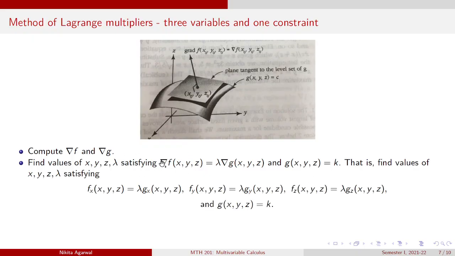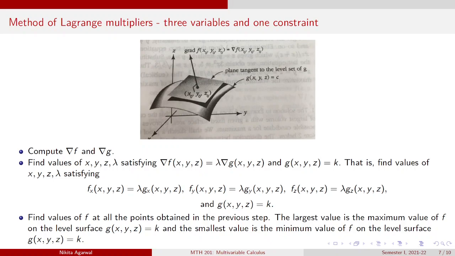So, if you expand the definition of gradient f, gradient g and equate them component wise, we are solving four equations. fx equal to lambda gx, fy equal to lambda gy, fz equal to lambda gz and g is equal to k. Now what do you do then after you have found these values? Find values of f at all the points obtained in the previous step. The largest value is the maximum value of f on the level surface, and the smallest value is the minimum value of f on the level surface g equal to k. So it's exactly the same procedure, it's just that now you have one extra equation, one extra variable.